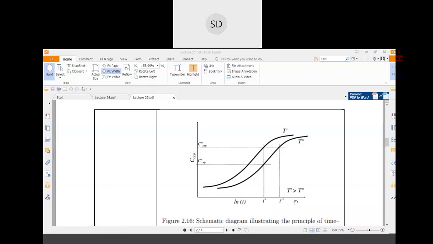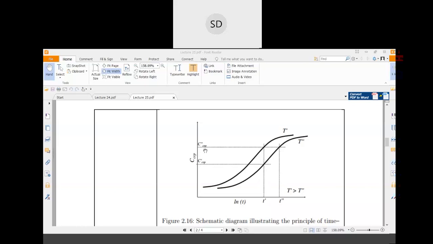Now in this case, T dash and T double dash represent the creep behavior at two different temperatures, where your T dash temperature is greater than T double dash. In that case, you can observe some parameters at a given temperature. Suppose at T dash, you can observe a creep value of, suppose, C dash creep. At T double dash temperature, you will observe a creep value of, suppose, C double dash creep.